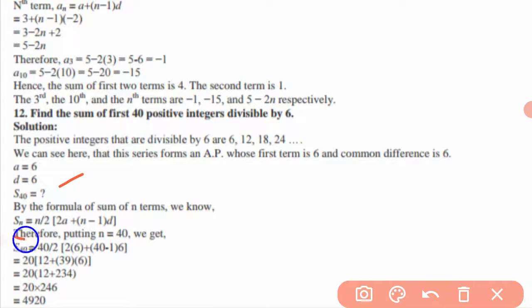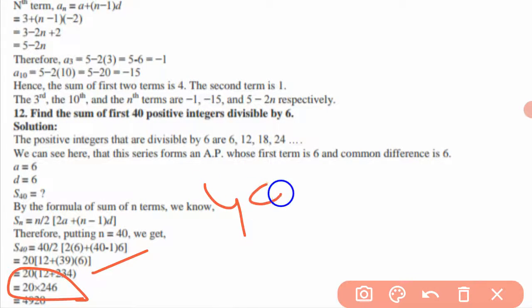Now putting in the formula Sn equals n upon 2 into 2a plus n minus 1 into d, and solving this, the answer will be equal to 4920. So 4920 will be the answer.